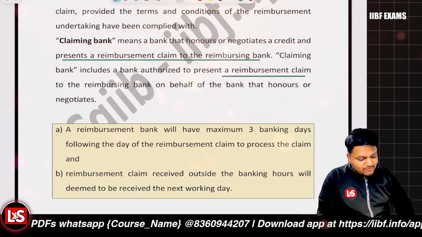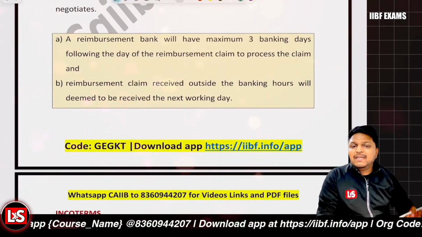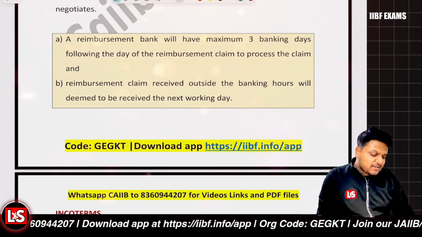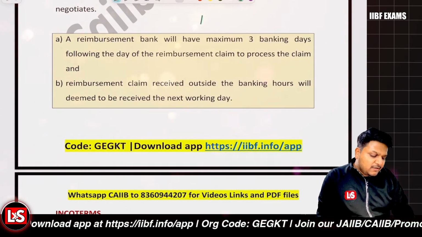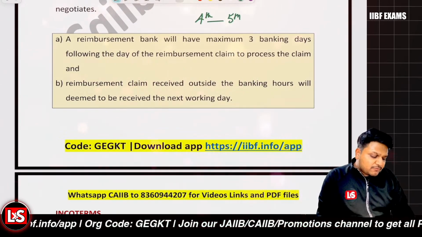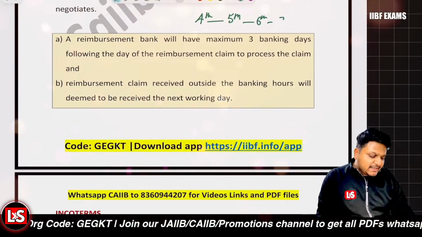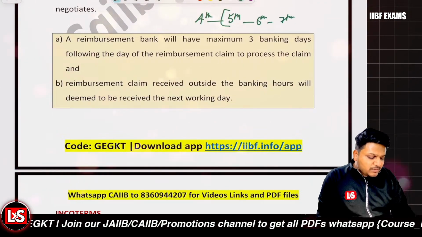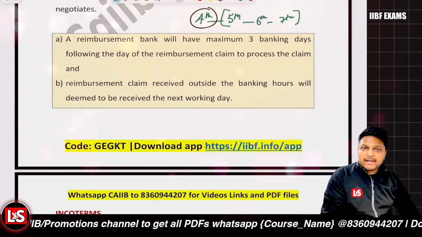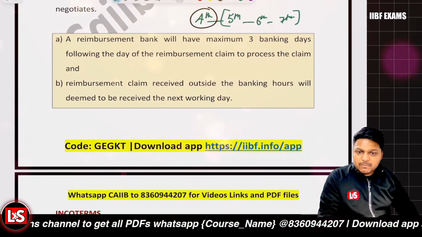So the reimbursing bank will have a maximum of 3 banking days following the day of the reimbursement claim. So let's say the reimbursement claim is given on the 4th day. Then another 3 days will be available, like the 5th day, 6th day, and 7th. So 3 days will be available following the day when the claim was presented by the claiming bank to the reimbursing bank.